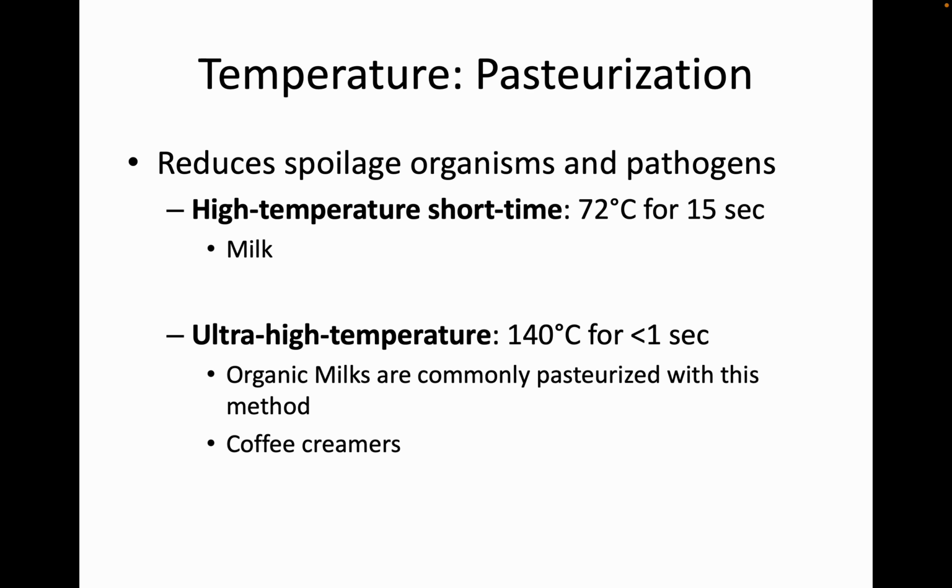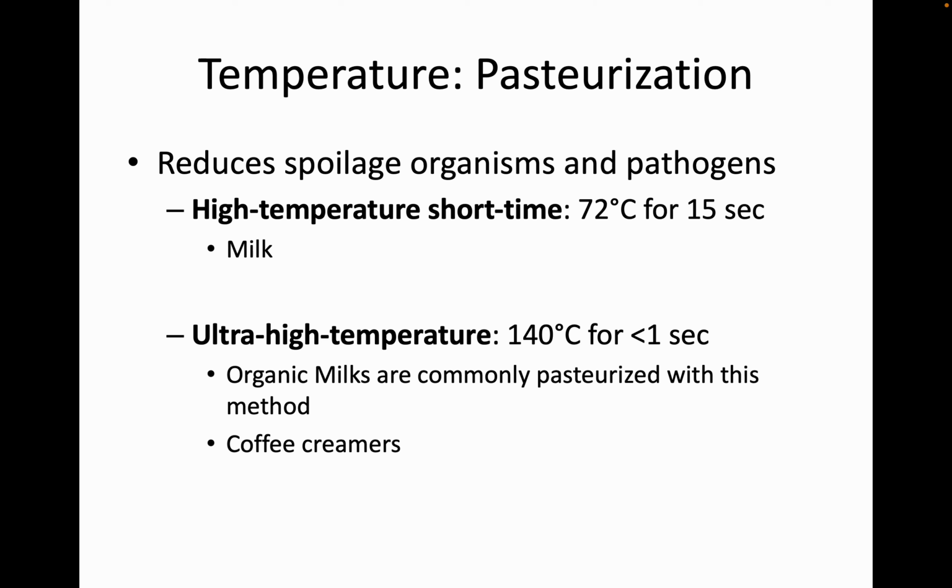Pasteurization is another way that we use temperature to control microbes. It reduces spoilage organisms and pathogens from food or laboratory solutions. So it's high temperature for a short time. So, for example, milk at the grocery store is treated at 72 degrees Celsius for 15 seconds.